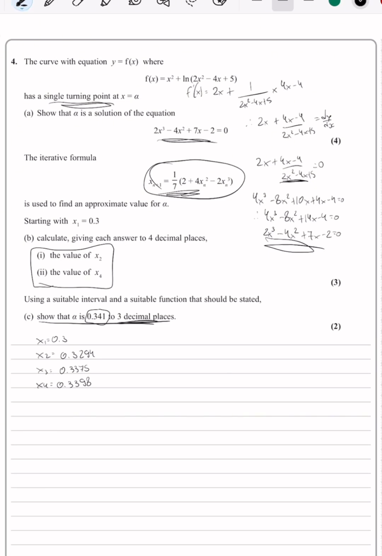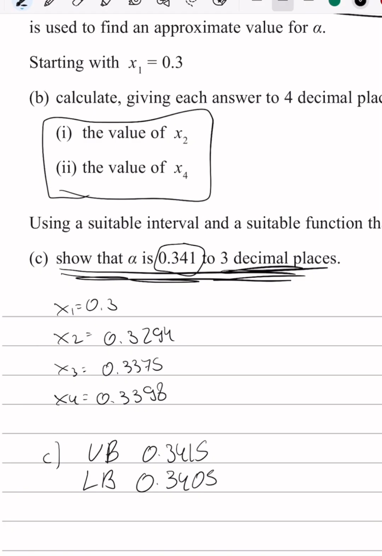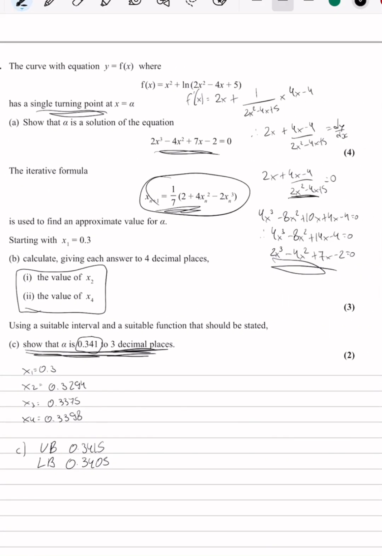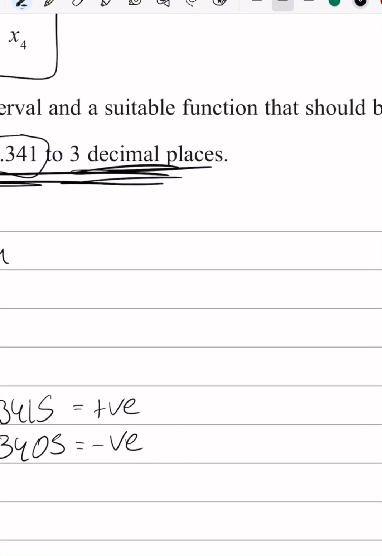Lastly, for part C, we want to show that alpha is 0.341 to 2 decimal places. So we can do that by taking the upper bound, which would be 0.3415, and the lower bound, which would be 0.3405, and subbing those in the formula given here. In this case, that would give us a positive number, and that would give us a negative number.